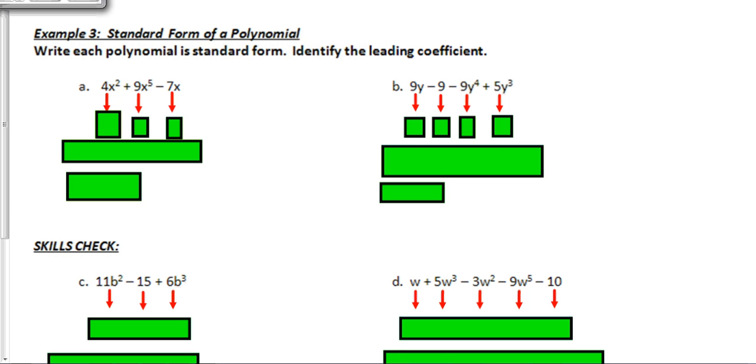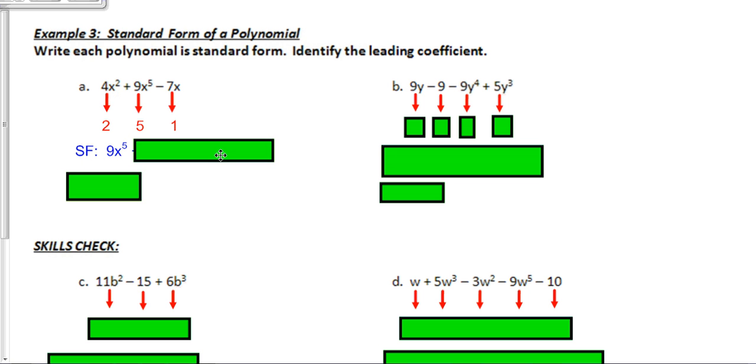Next section here, we're going to write things into standard form. The degree helps us write things in standard form. So in example A, you have a trinomial here, and if you were to write the degrees of the terms, you would notice that this would be a 2nd degree, this would be a 5th degree, and that would be to the 1st degree. Basically what you're doing here is to put things into standard form, you put the highest degree first. So you'd have a positive 9x to the 5th, followed by the 2nd degree, which would be 4x to the 2nd, and last, negative 7x. So that would be in standard form.